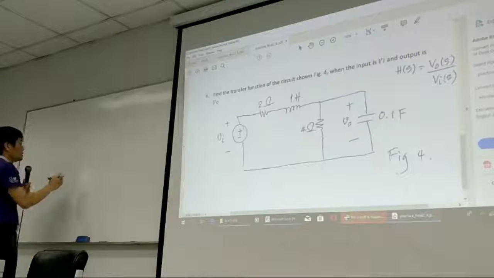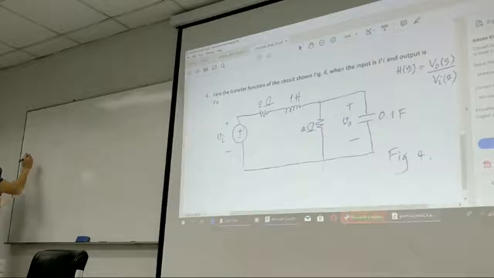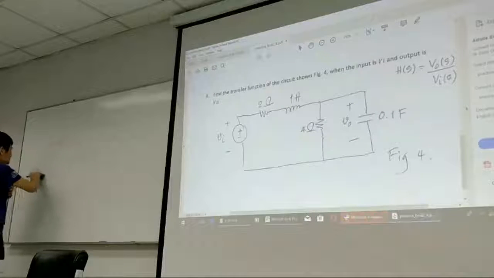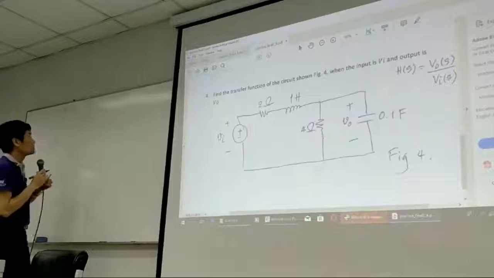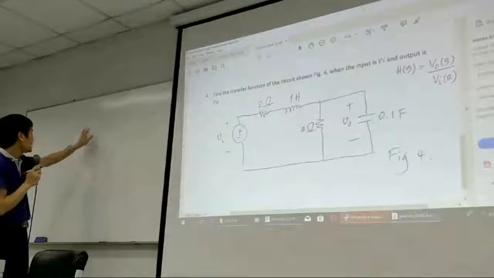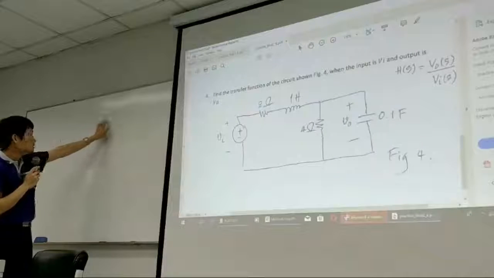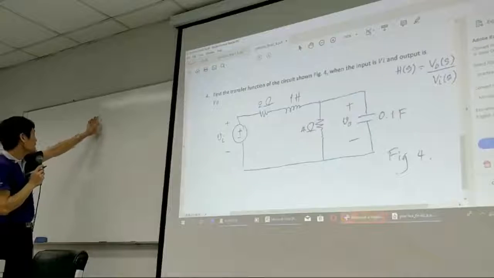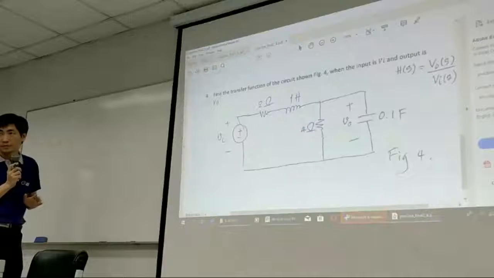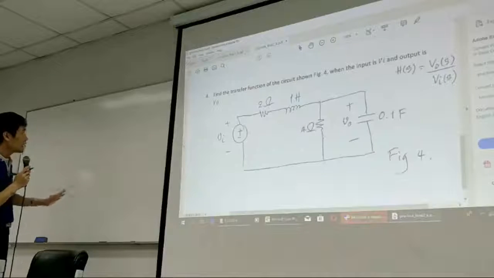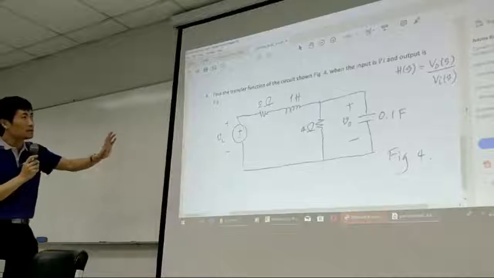So basically, everything becomes what we call the impedance, Z impedance. And the unit is still ohm. You can add them. For example, they are in series. If you add them, it becomes S plus 2. S plus 2.